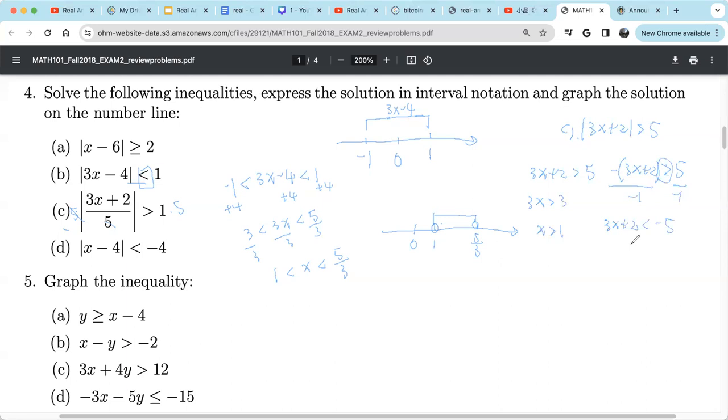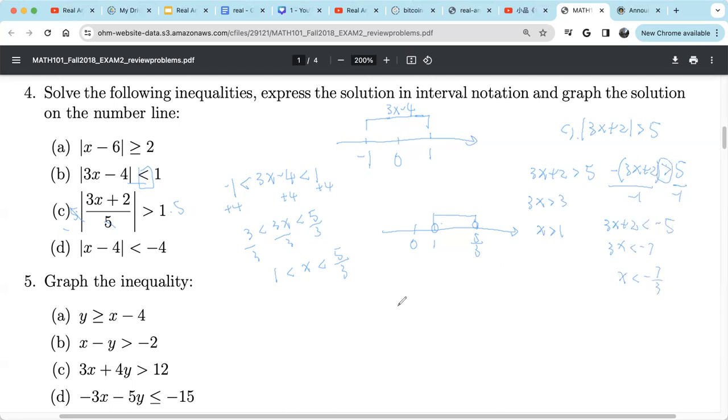You see, the first question I did this way. I said if the inside is negative, we put a negative, less than negative 5. So that's where it comes from. If the number is negative, the absolute value negates the negative number. So now let's solve this. 3x less than negative 5 minus 2, negative 7. So x less than negative 7 over 3.